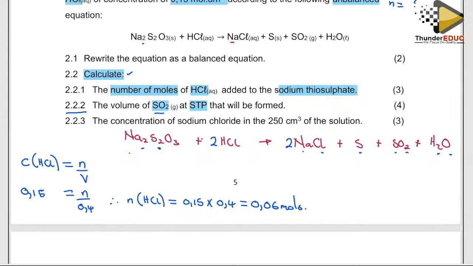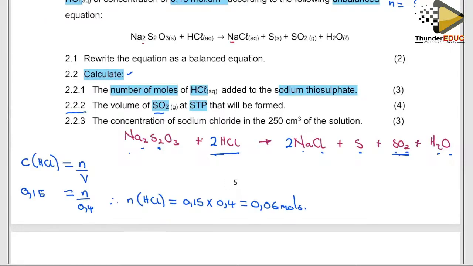Remember, we were able to calculate the number of moles of HCl. Therefore, we're going to focus on HCl versus our sulfur dioxide, right? Then formulate a mole ratio there. So I'm going to say HCl, hydrochloric acid, versus my sulfur dioxide, which is my SO2. Then according to the balanced equation, the mole ratio is 2 is to 1, right?